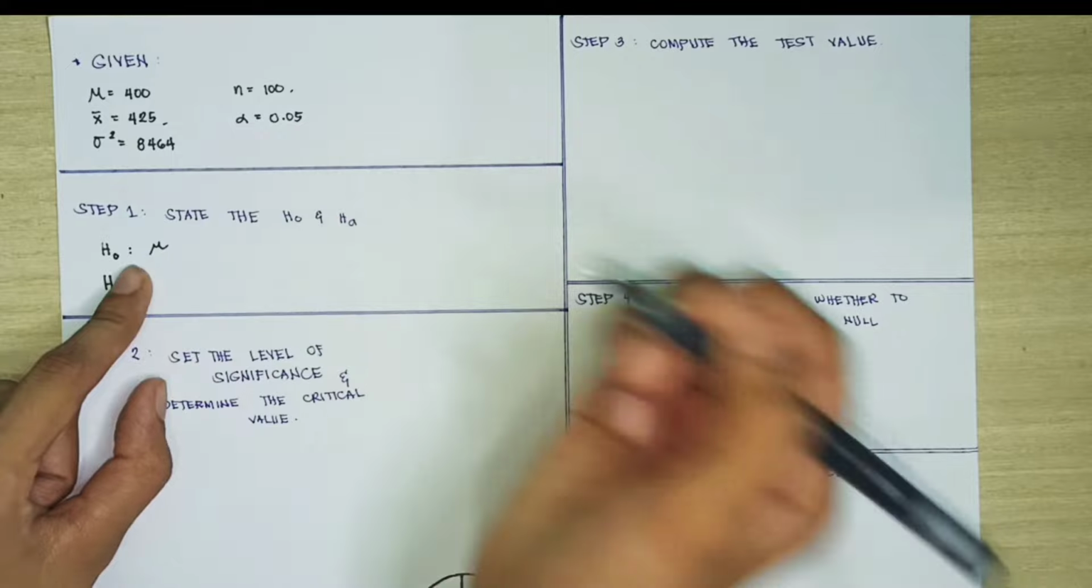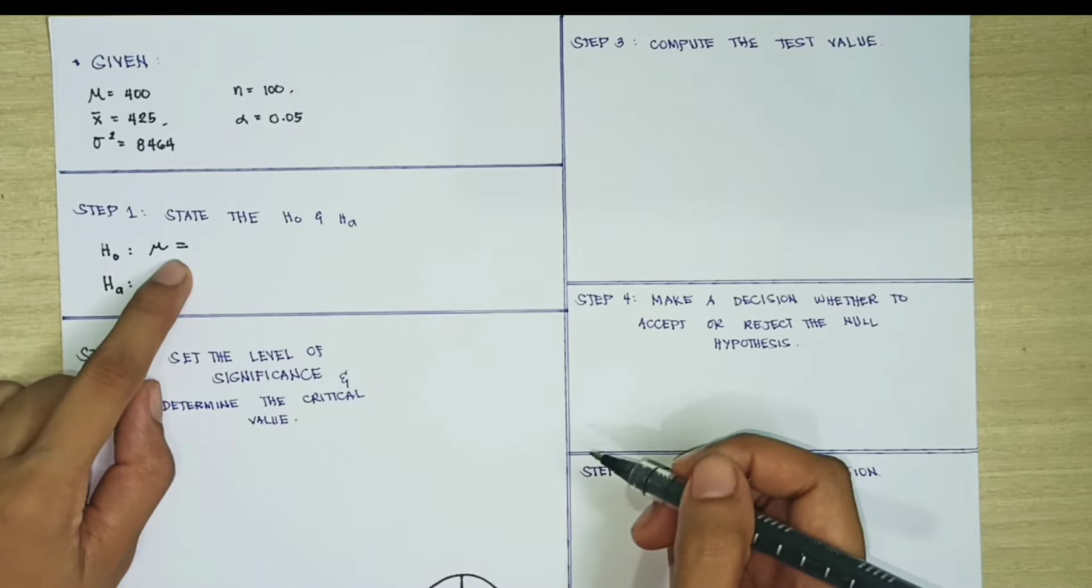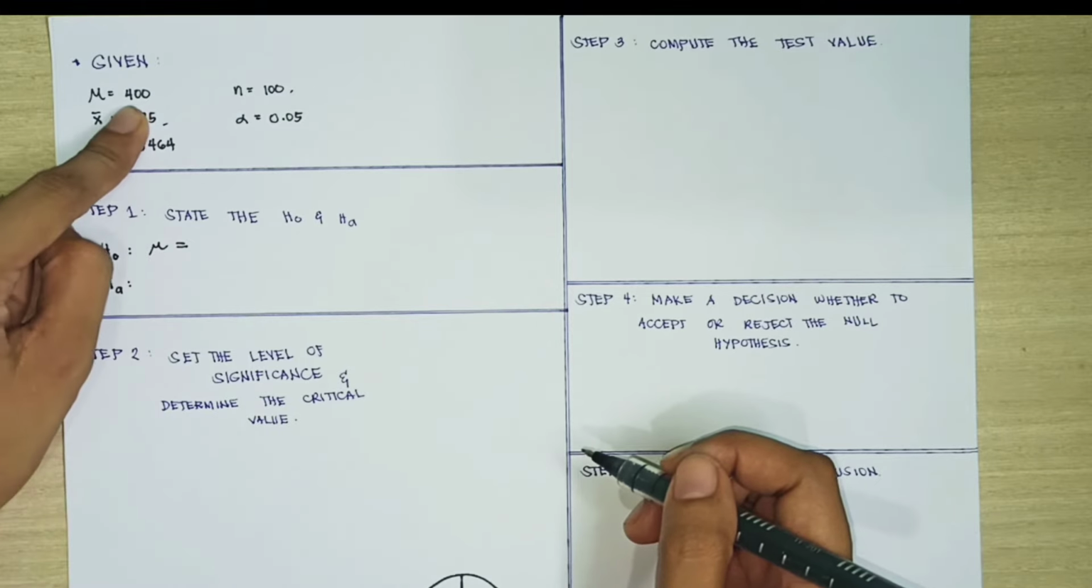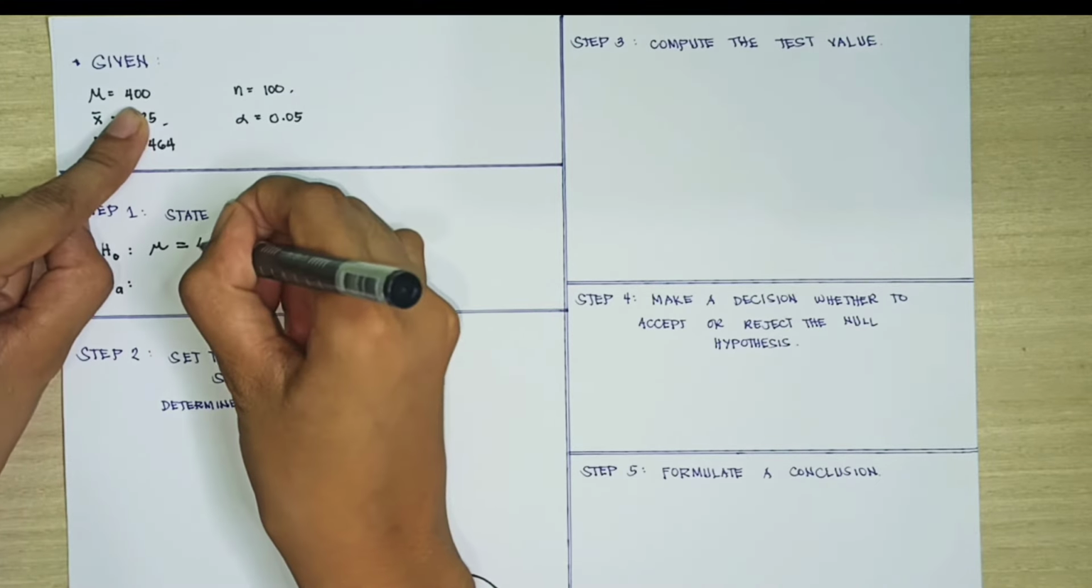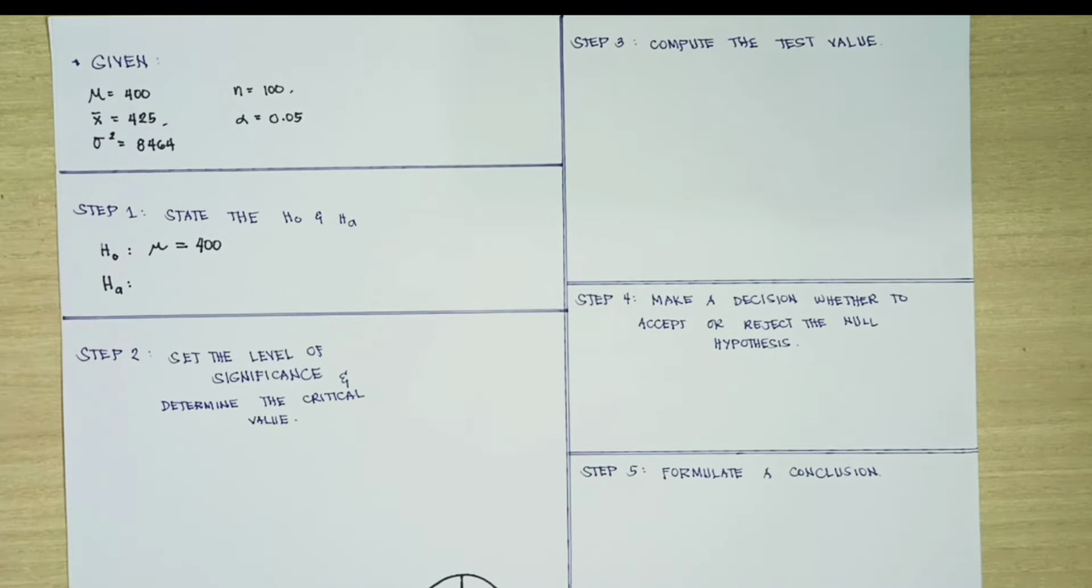So, mu is equal to, ano yung value? 400. Okay, so mu is equal to 400. Okay, and next, how about the alternative?